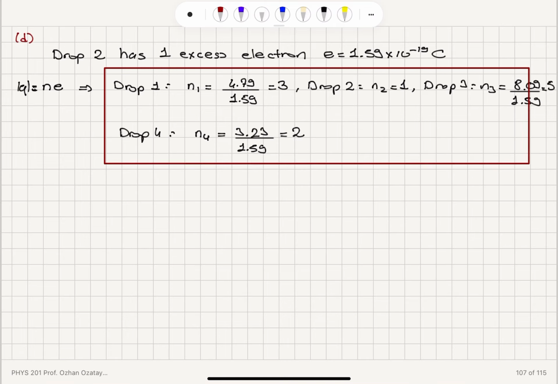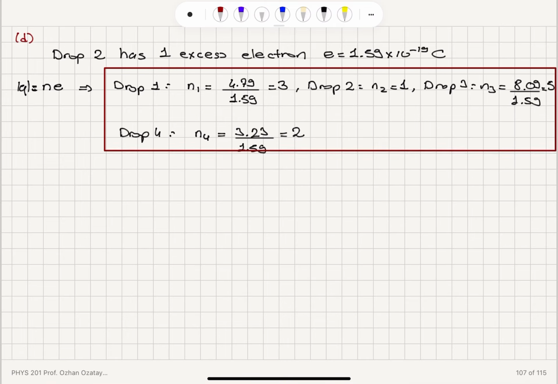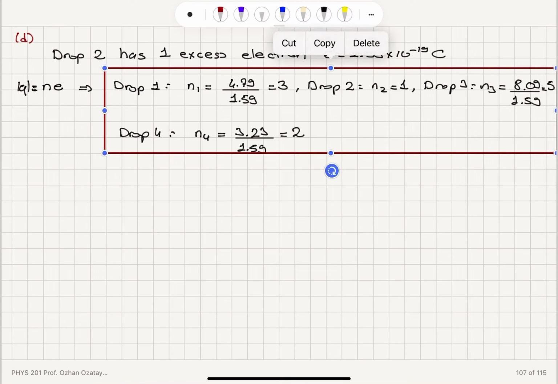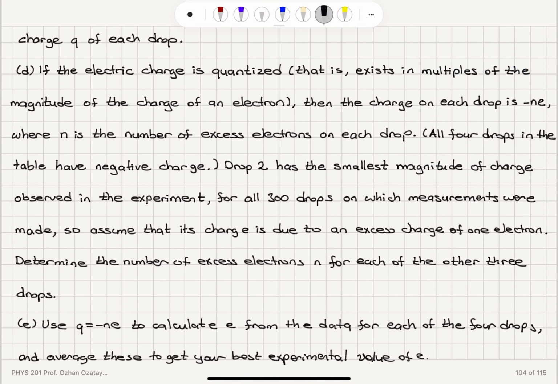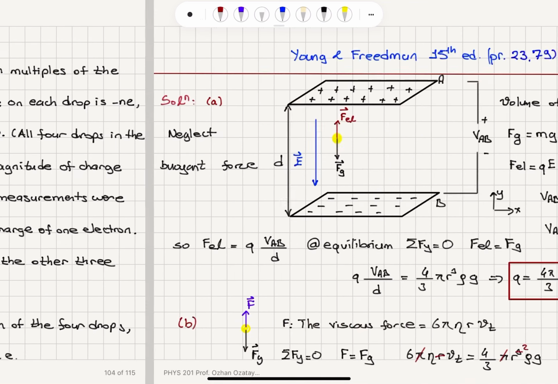So these are the integer values that we will obtain for the number of excess electrons, assuming that charge is quantized in units of the electron charge. Let's look at part E. Use Q is equal to minus NE to calculate the electron charge from the data for each of the 4 drops and average these to get your best experimental value of E.